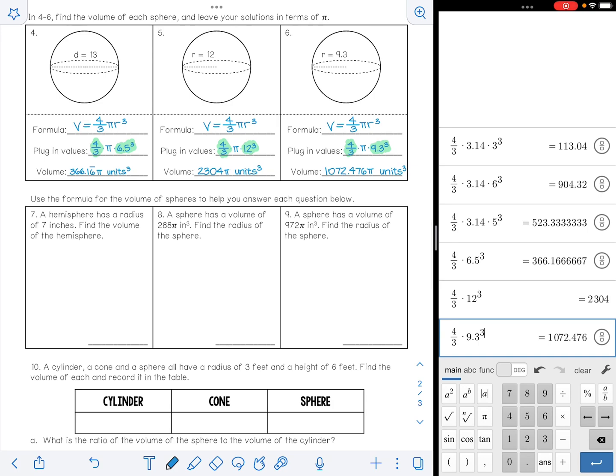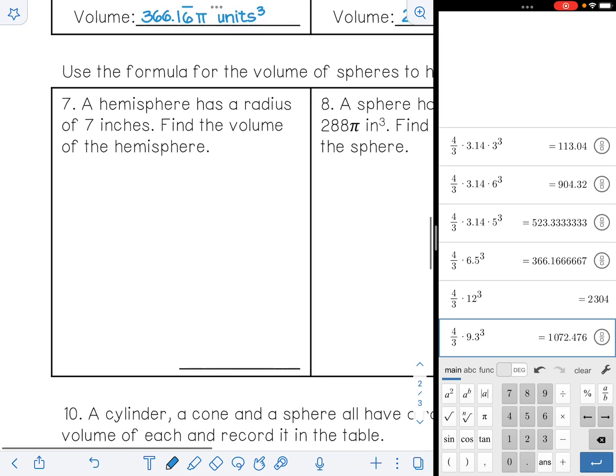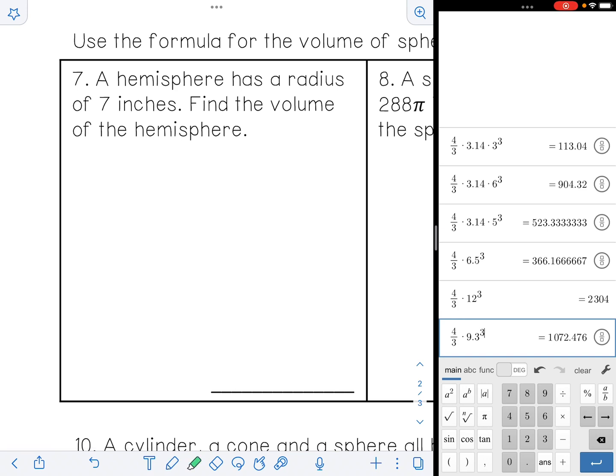So we are going to finish off this lesson with some application problems or working backwards problems, 7, 8, and 9. So let's take a look at number 7. 7 says we have a hemisphere. So remember from the first page, hemisphere is half of a sphere. And so we would want to find the volume of the entire sphere and then divide it by 2. And we have a radius of 7 inches.